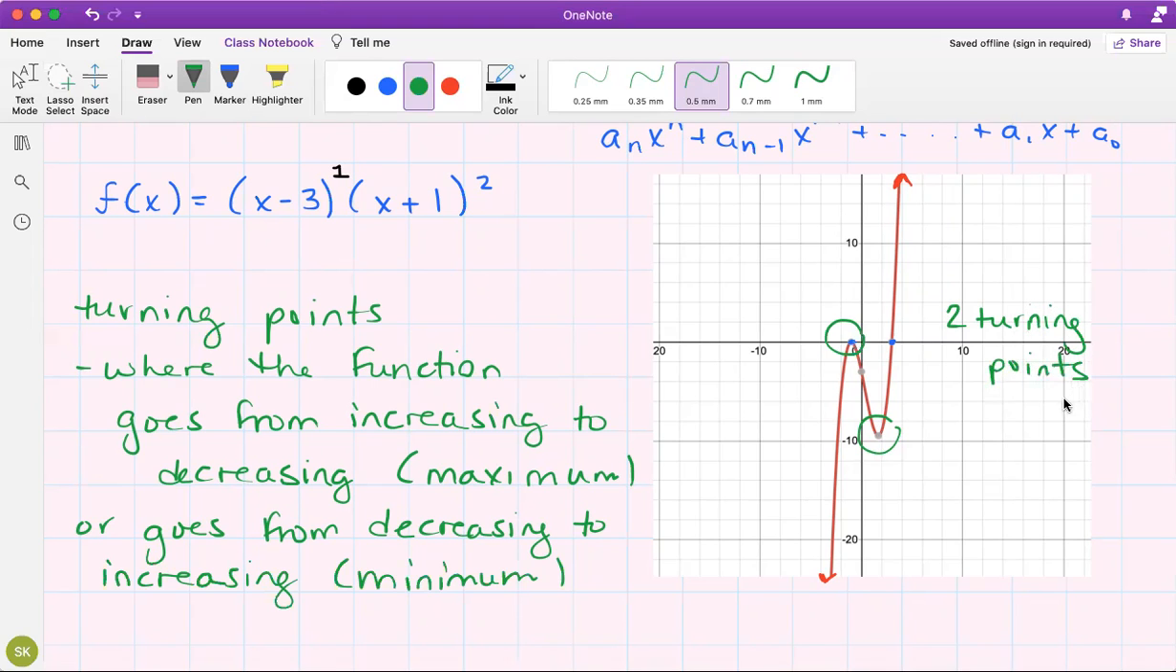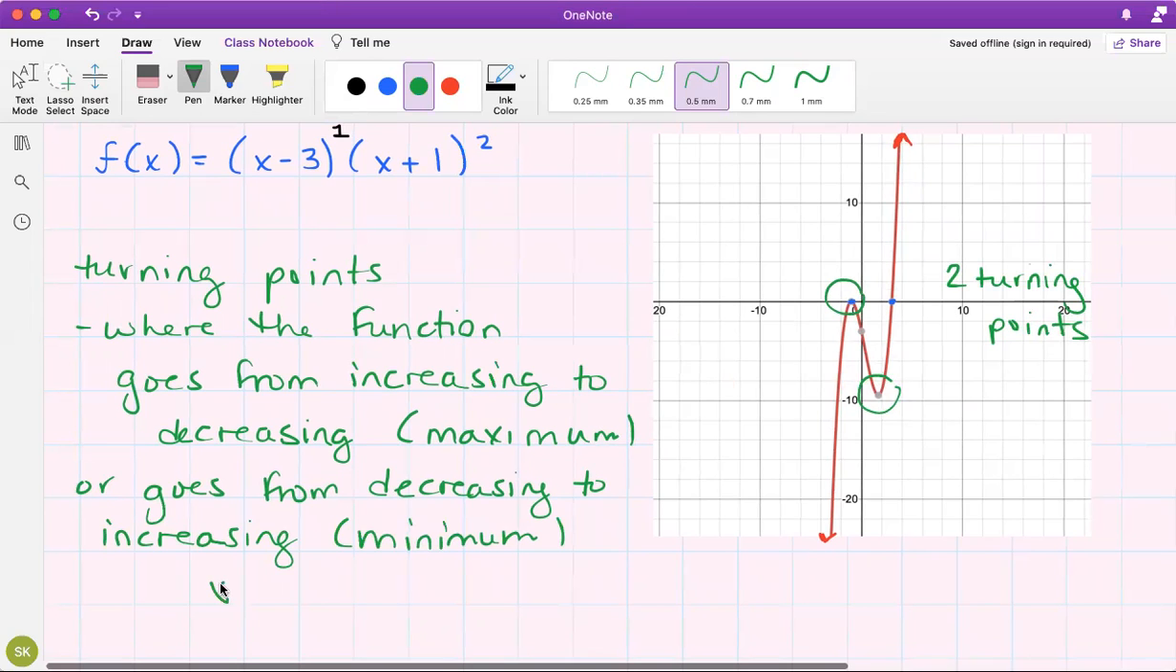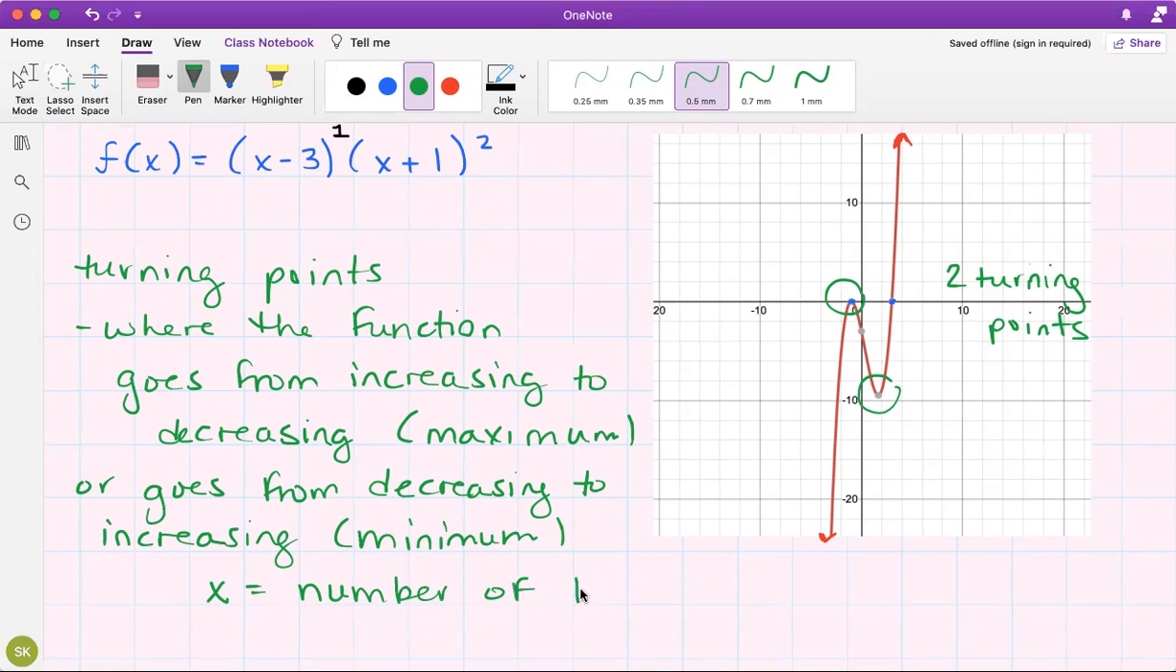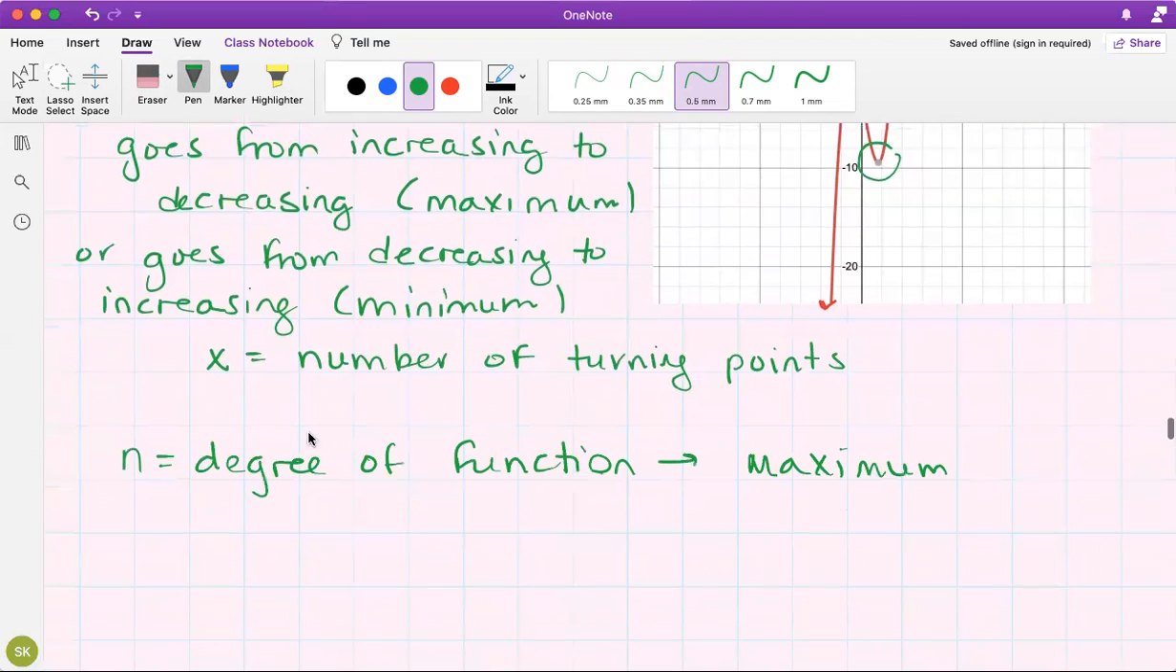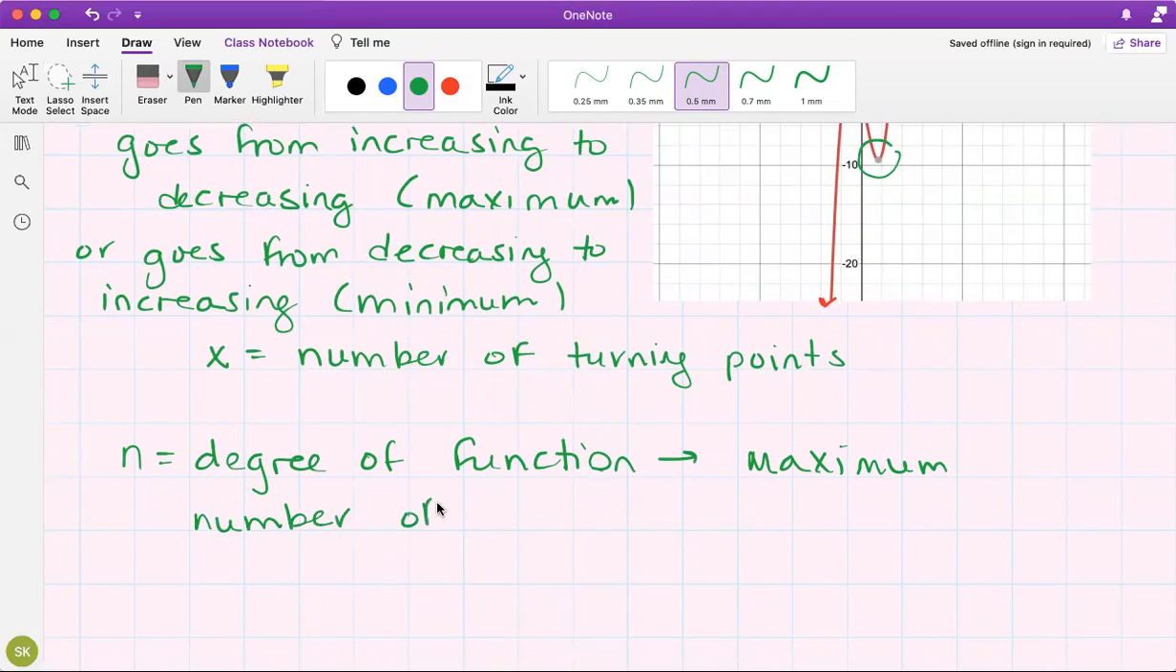It turns out that if you have, let's say, x is equal to the number of turning points, and n is equal to the degree of your function, then the maximum number of turning points is equal to n minus 1.